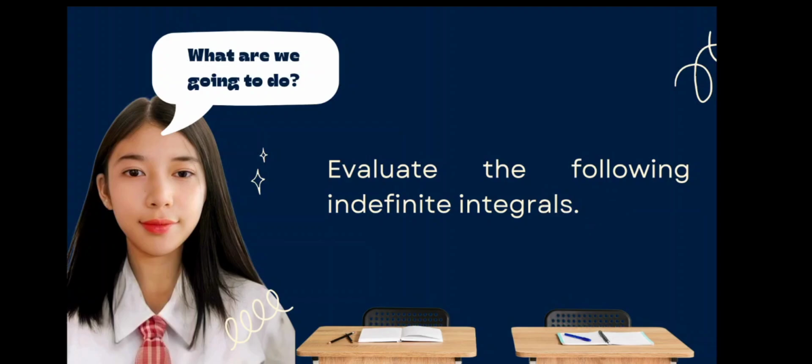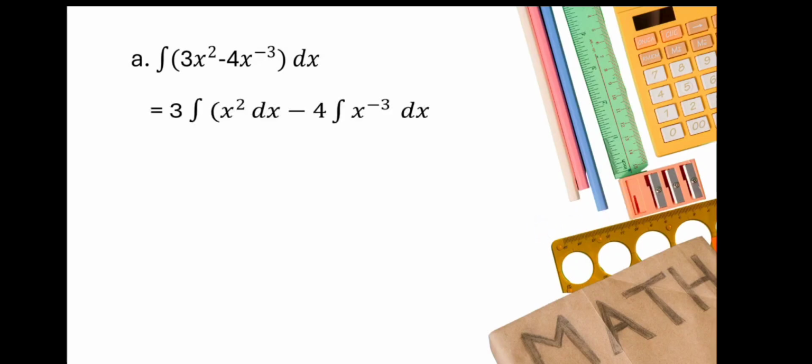So we have to evaluate the following indefinite integrals. First is the integral of 3x squared minus 4x raised to negative 3 with respect to x. Using the property of integrals, we separate the terms. So we now have 3 times the integral of x squared with respect to x minus 4 times the integral of x raised to negative 3 with respect to x. Each term is integrated separately using the power rule.